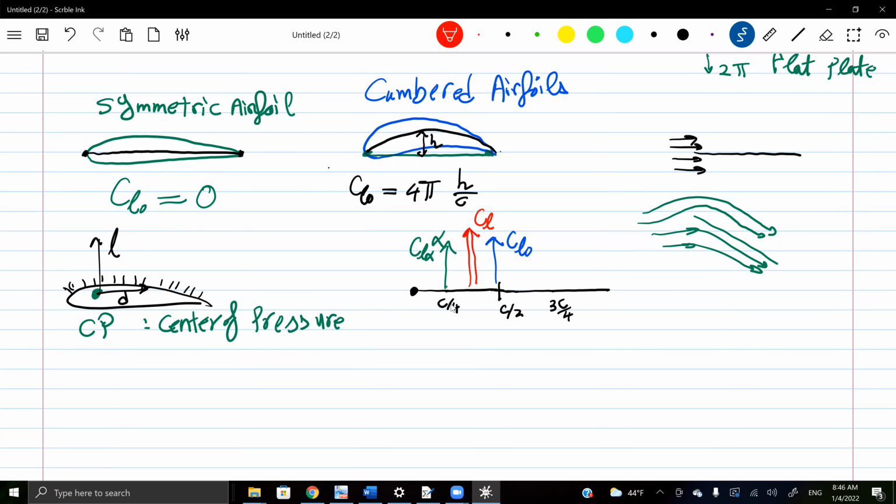Okay, so this is the center of pressure, right? The point at which the resultant acts. At this point, there is no moment, there's no torque.